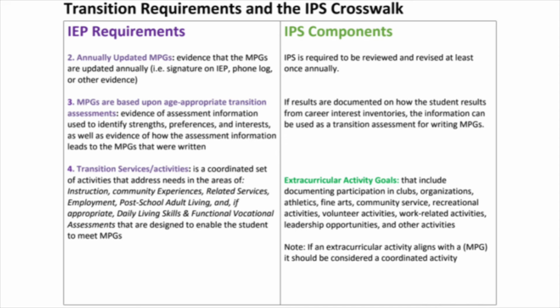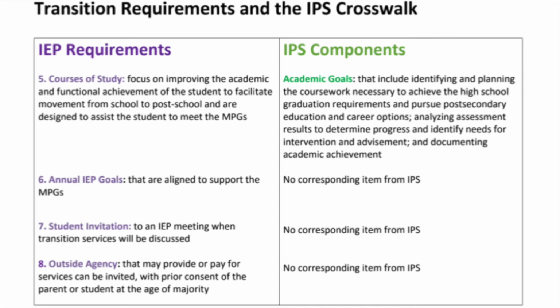We can utilize the career interest inventories used for the IPS document as transition assessments to help us write our measurable post-secondary goals. The extracurricular activities included in the IPS document can be used with the Coordinated Transition Services section if they align with the measurable post-secondary goals. The IPS requires that students evaluate what courses they need to complete to pursue post-secondary outcomes which align with our course of study portion of the IEP.